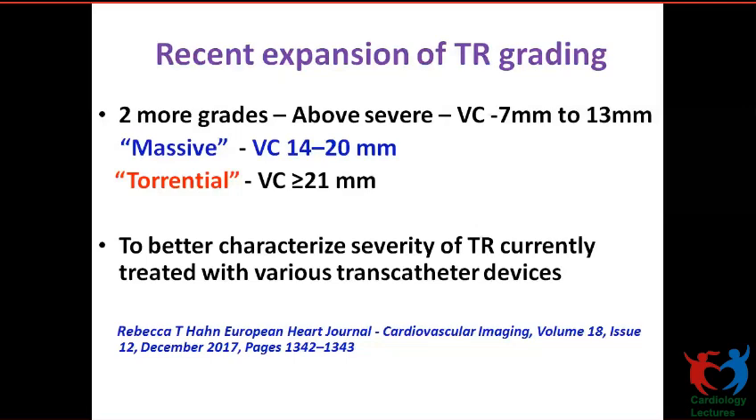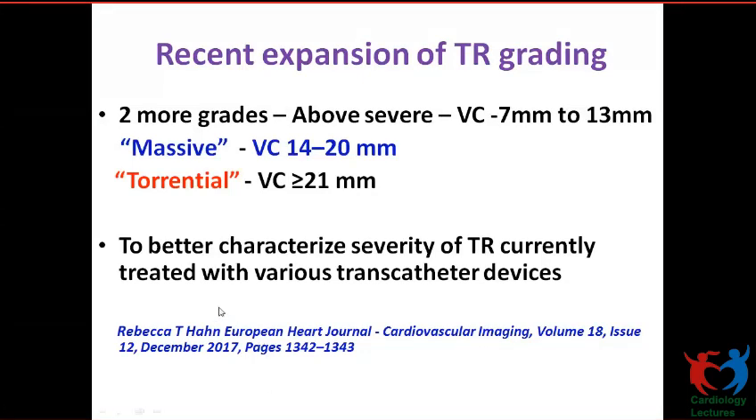Severe is between 7 millimeter to 13 millimeter. Massive is a vena contracta between 14 to 20 millimeter. They also include regurgitant volume and all, which is difficult to estimate. Maybe MRI can help in that. Torrential is vena contracta more than 20 millimeter. This is to better characterize severity of TR currently treated with various transcatheter devices.